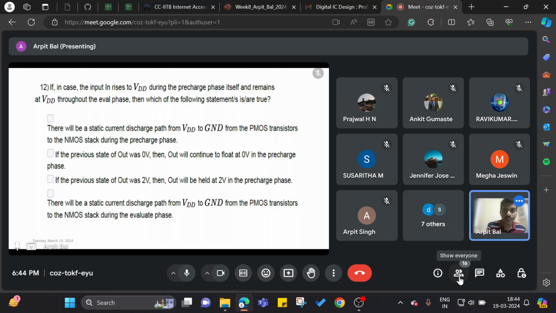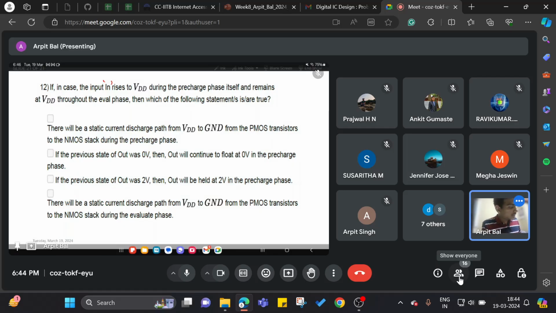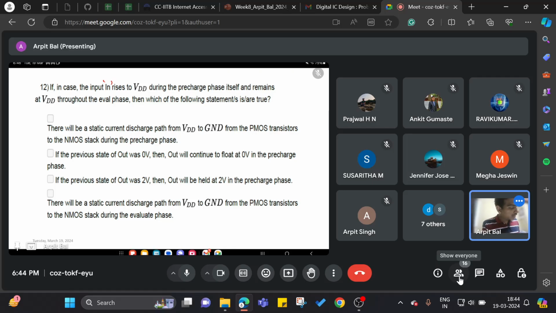So in case the input IN rises to VDD, let me put this in quotation, during the pre-charge phase itself and remains at VDD throughout the evaluation phase, then which of the following statements is or are true? Okay, give me 1 minute, I need to add a slide here.